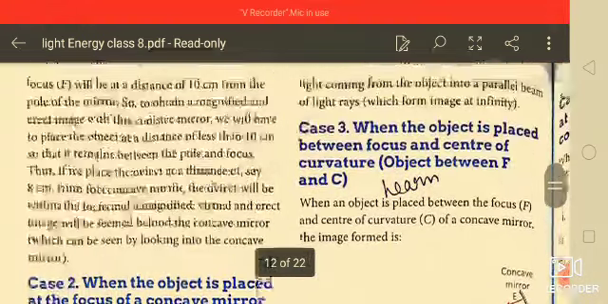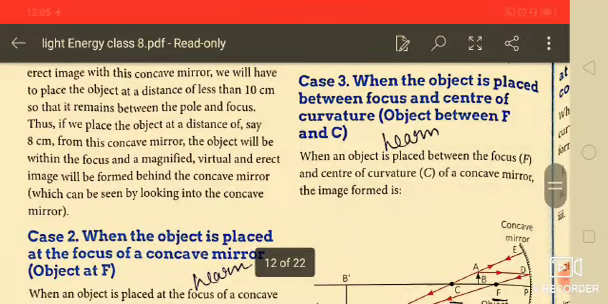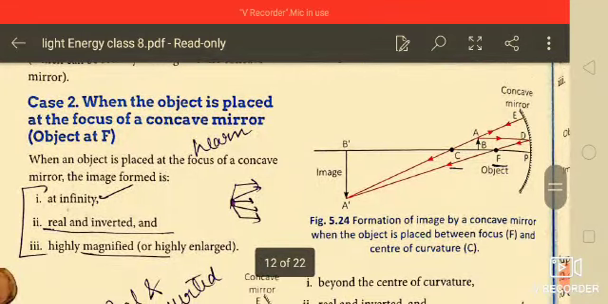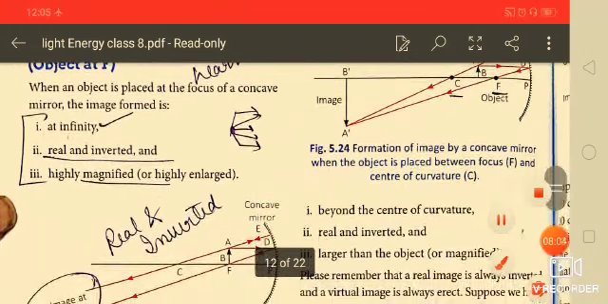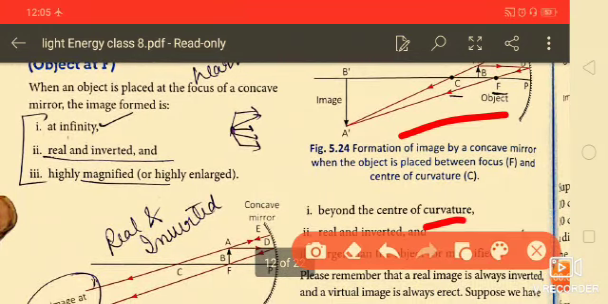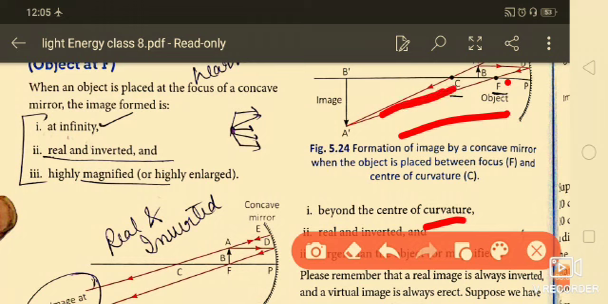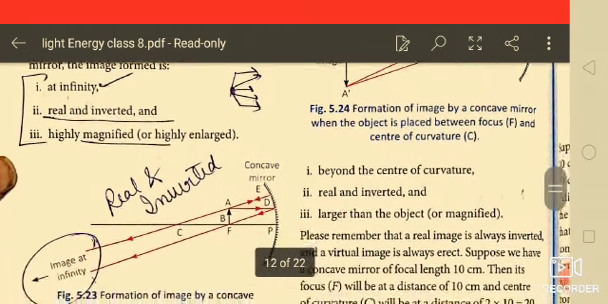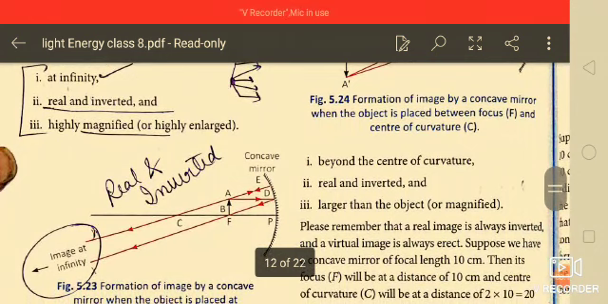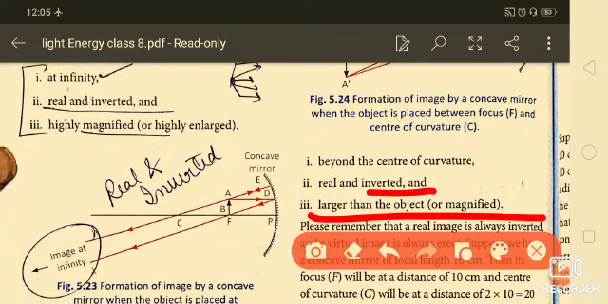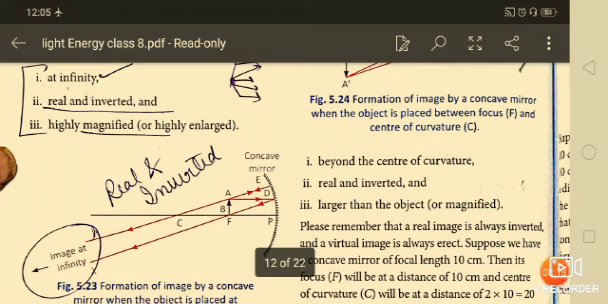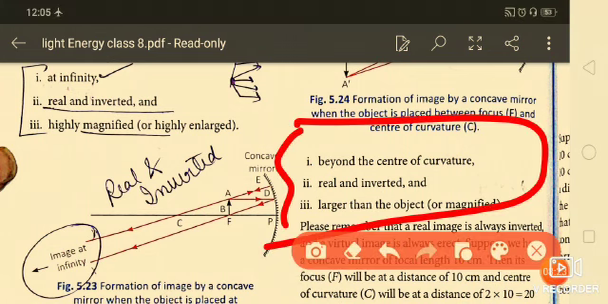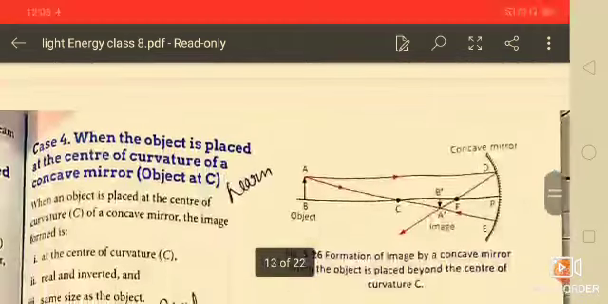Students, case number 3, when the object is placed between focus and center of curvature, here you are seeing, then the image is beyond the center of curvature, you are seeing that this one is the image. So the image is beyond the center of curvature and it is real and inverted and larger than the object, or magnified. These things are very important to learn, students, that what type of image will be formed at that time, okay.